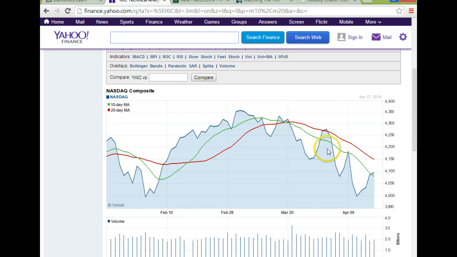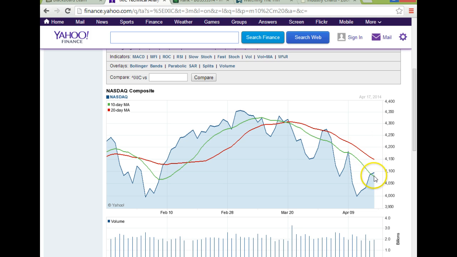So when it can't pierce the resistance, this was good because it pierced one level of resistance, but not really both. And here we're not piercing this resistance, but here we did actually pierce the 10-day. If this moves up to the 20-day, then that would be a double purchase. But right now we only have one purchase here. So sometimes these traders will wait for it to confirm on the second purchase before buying back into the NASDAQ.